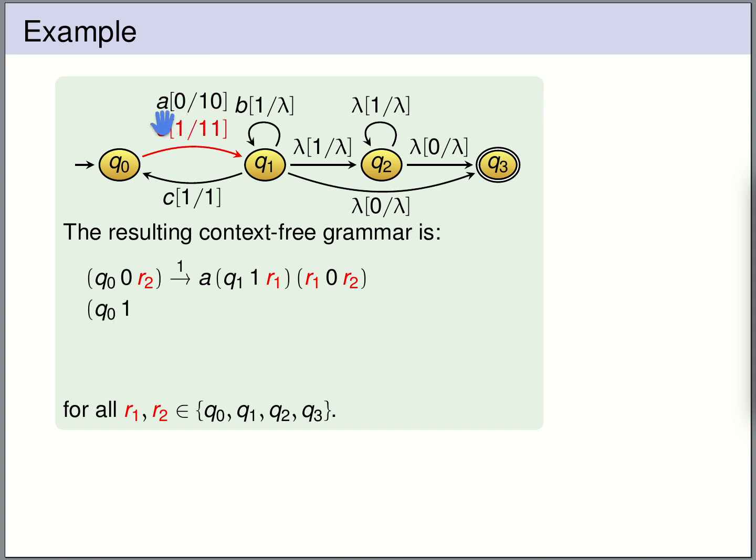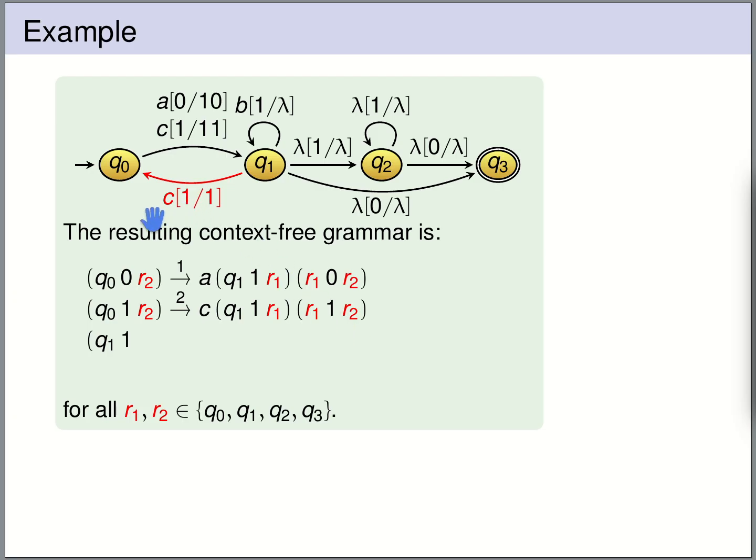So similarly, we translate this transition again from Q0 to Q1, now with input C, and a 1 on the stack is replaced by 1, 1. So again we get a rule or a scheme of rules of the form Q0, 1, R2 can be rewritten to C, Q1 because we switch to Q1. Now the topmost stack symbol is a 1. We have an intermediate state R1, and then from R1 we go via the stack symbol 1 to our final destination R2.